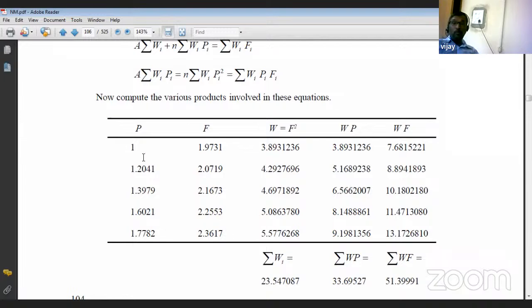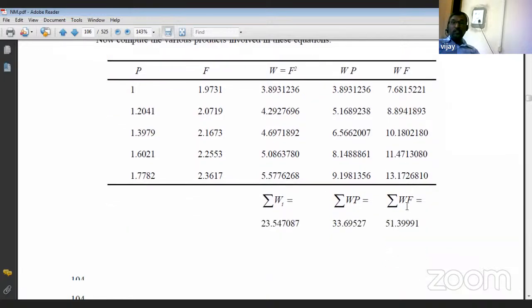Now again WF. What is W? 3.8931236 into 1.973. 5.1689238 into 2.0719. 4.697118 into 2.1673. 5.086378 into 2.2553. 5.5776 into 2.361. So these values are the summation of W, summation of WP, I have written here.